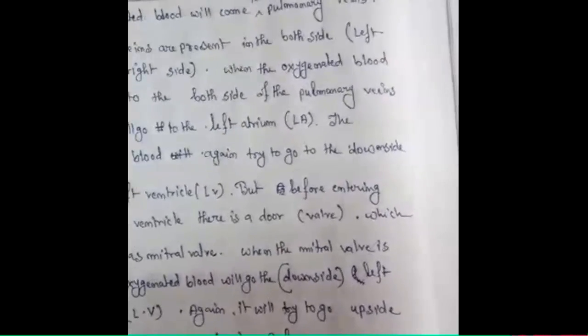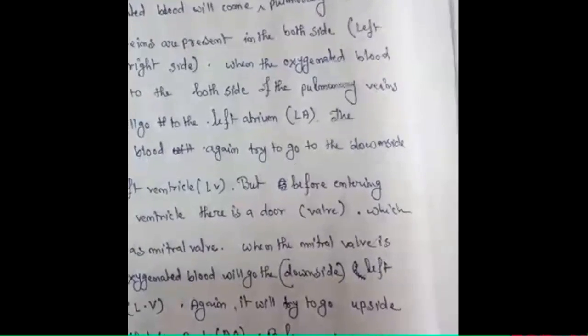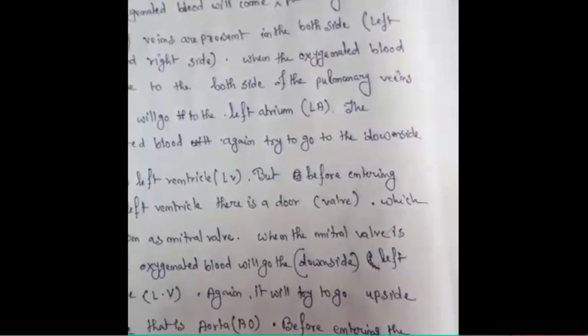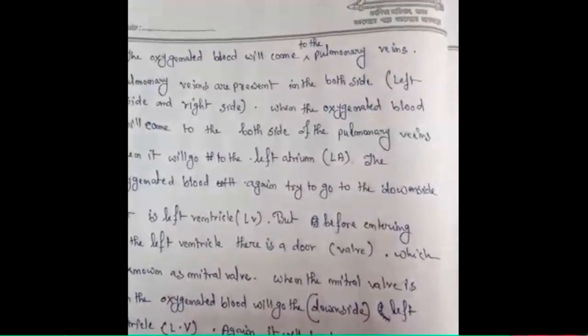After going to the aorta, it will supply the oxygenated blood to the different parts of our body. And the circulatory system will go on and on. Our heart normally beats 70 to 75 times in a minute, average 72 beats per minute.